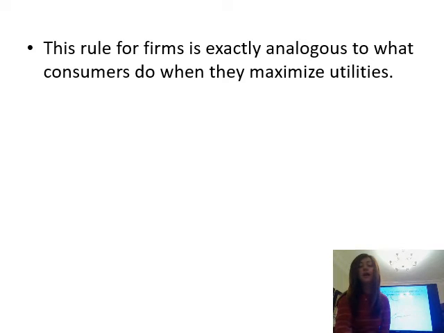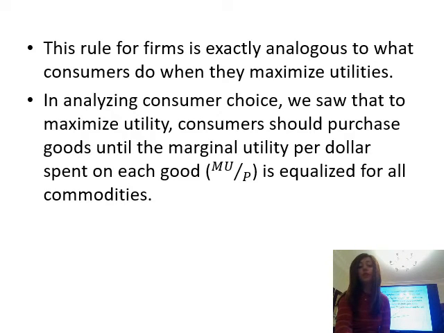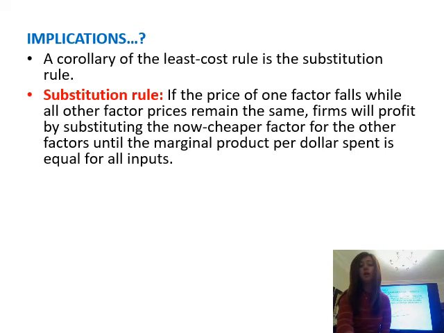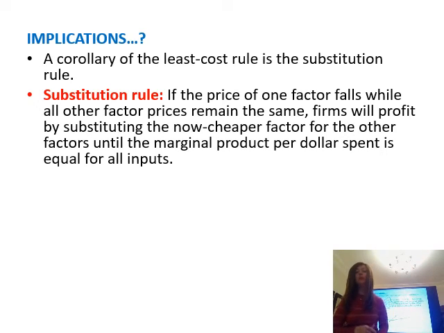Again, this rule is exactly the same as what we utilized in consumer theory, where we equated the marginal utility per dollar spent per good. What does this imply? It implies that whenever the price of one factor falls while the other factor prices remain the same, what can you expect? What can you expect?